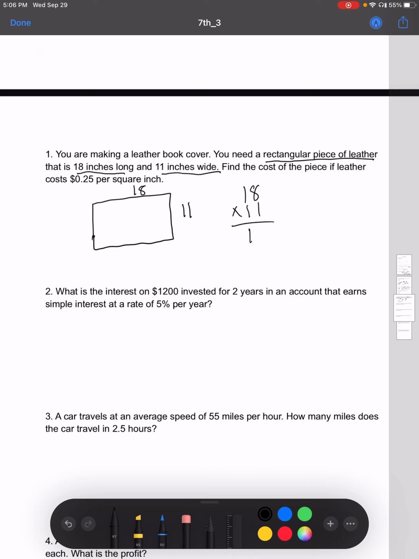Quickly do 18 times 11, and we get 198 square inches. Remember that these are 18 and 11 inches, and multiplying them together gets us 198 square inches. If we know that each square inch costs 25 cents and we have 198 of them, all we need to do is multiply 198 by 25 cents to get our answer. And by doing the multiplication, we end up getting that it is $49.50.